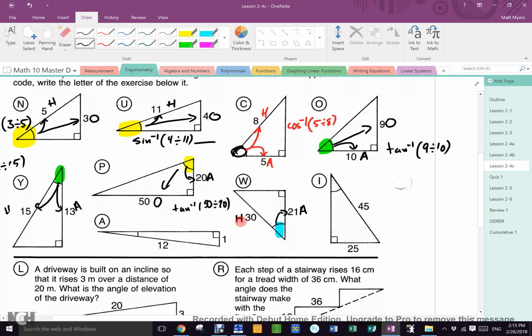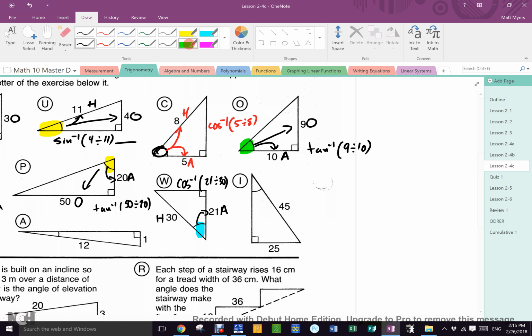A. H. Shift cos. 21 divided by 30. Theta. O. H. Shift sine. 25 divided by 45. Any problemos with the 8 where the triangle is drawn for you and you have to do nothing but memorize SOHCAHTOA?